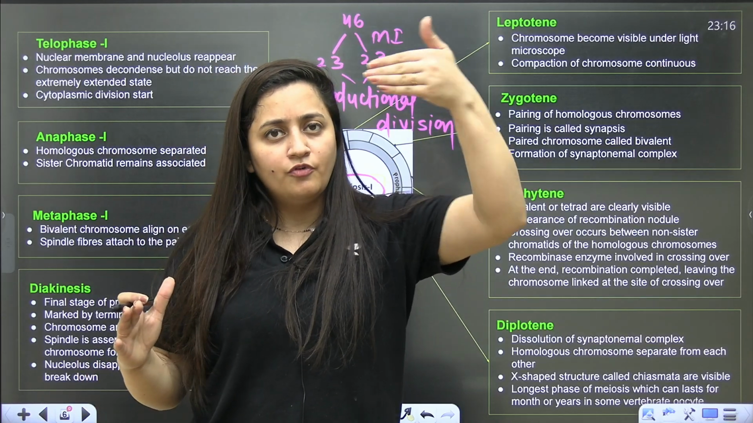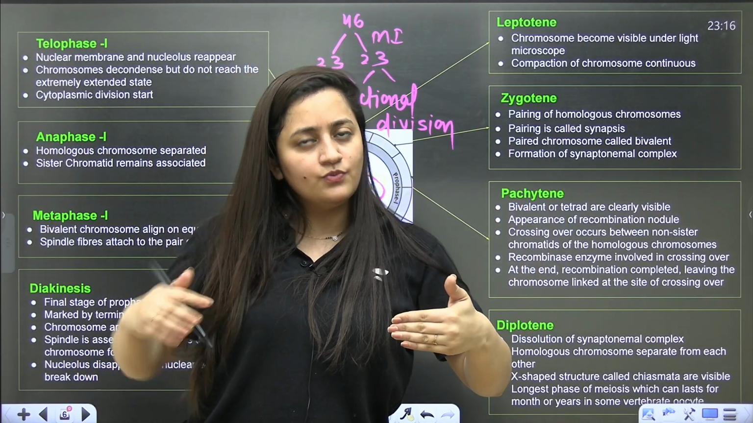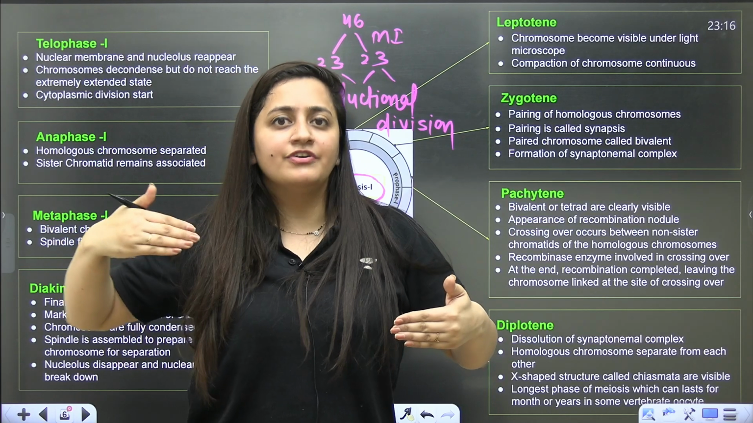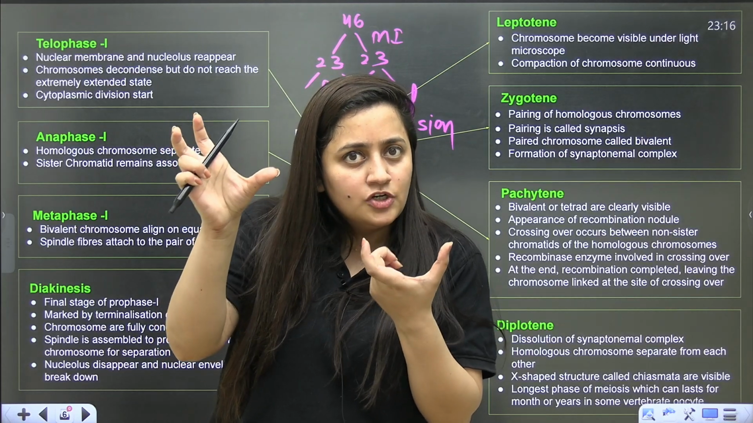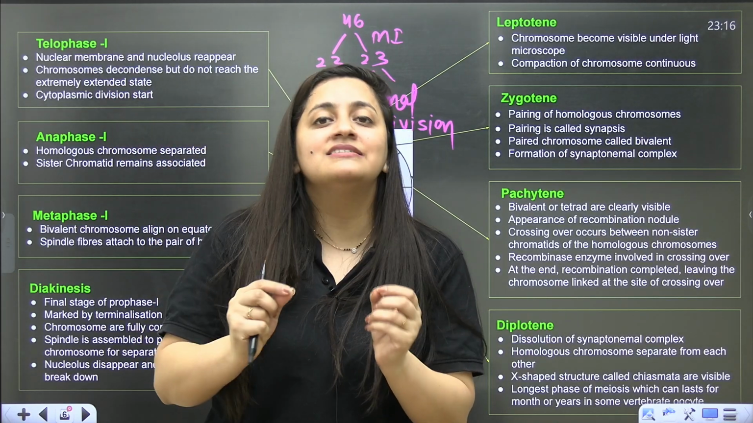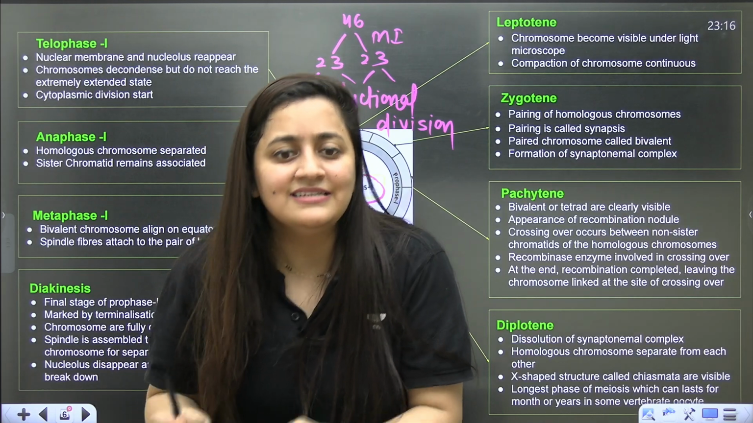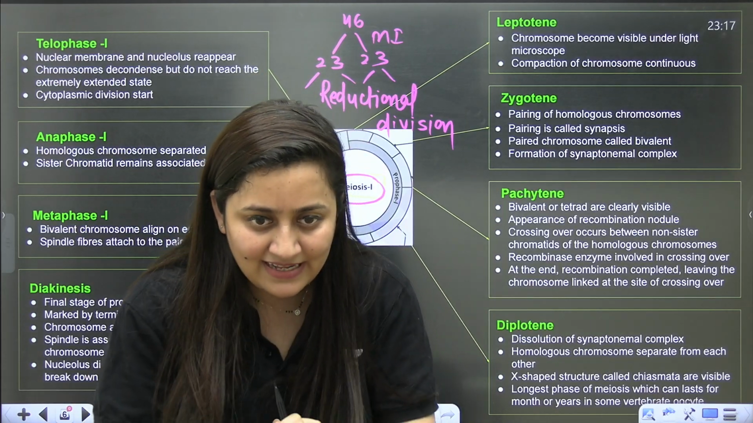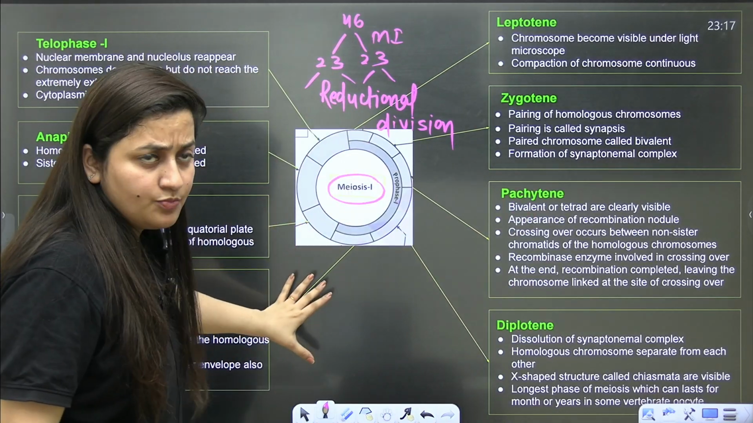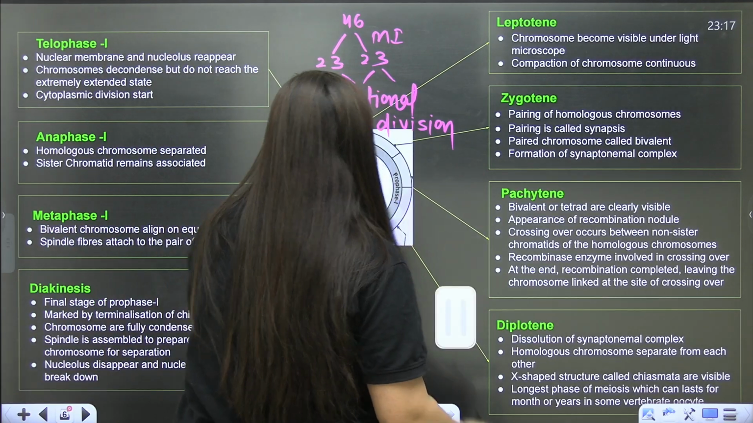Meiosis 1: prophase 1, metaphase 1, anaphase 1, telophase 1; prophase 2, metaphase 2, anaphase 2, telophase 2. In between telophase 1 and prophase 2, you will see a gap, that is the interkinesis. That is what you need to keep in your mind. Is that clear, students? That's the first point that you need to take care. Clear? Now what's the next point?